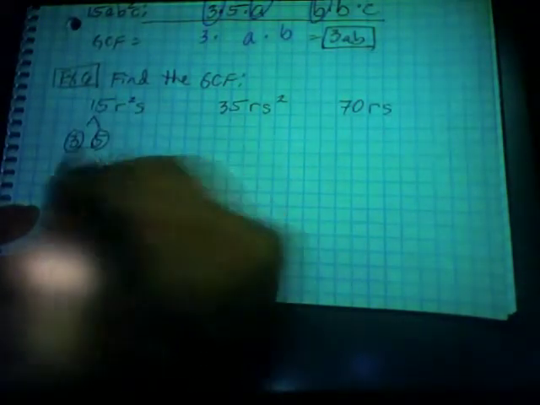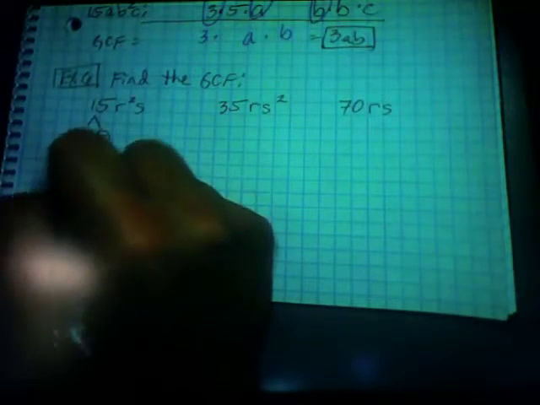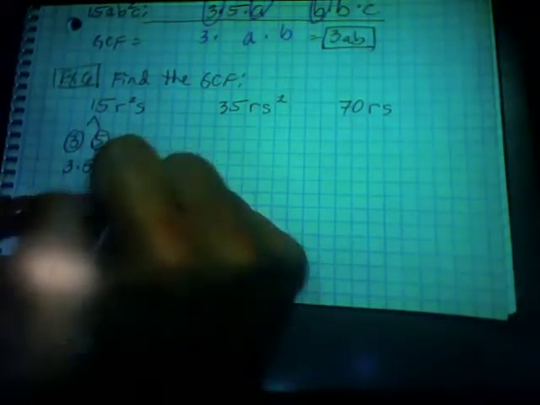So we have 3 and 5, which is 3 times 5 times r squared times s.